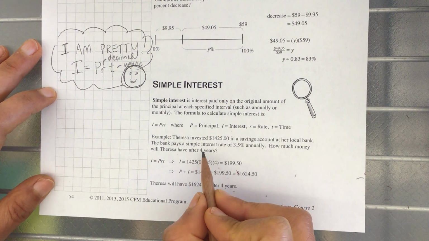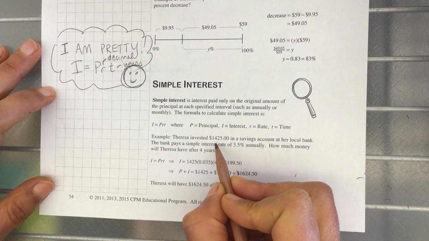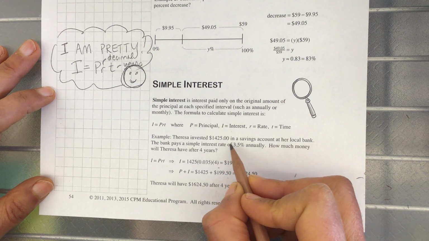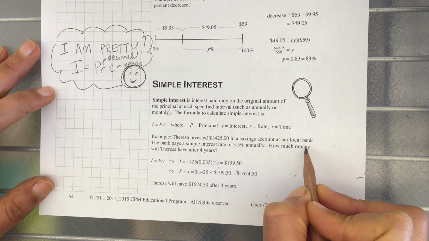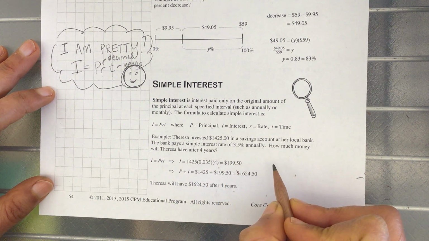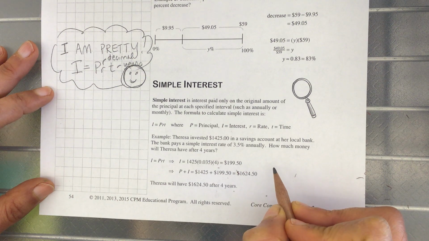Now we have an example here. Teresa invested $1,425 in a savings account at her local bank. The bank pays a simple interest rate of 3.5% annually. How much money will Teresa have after 4 years?